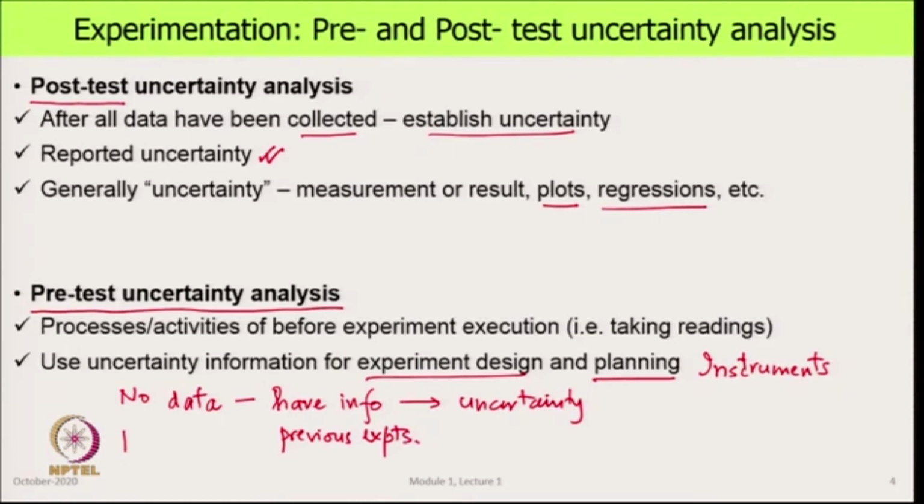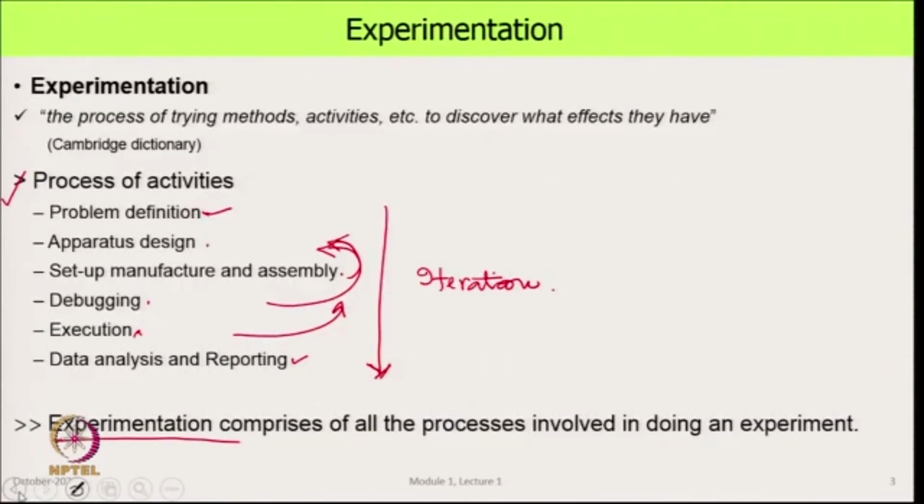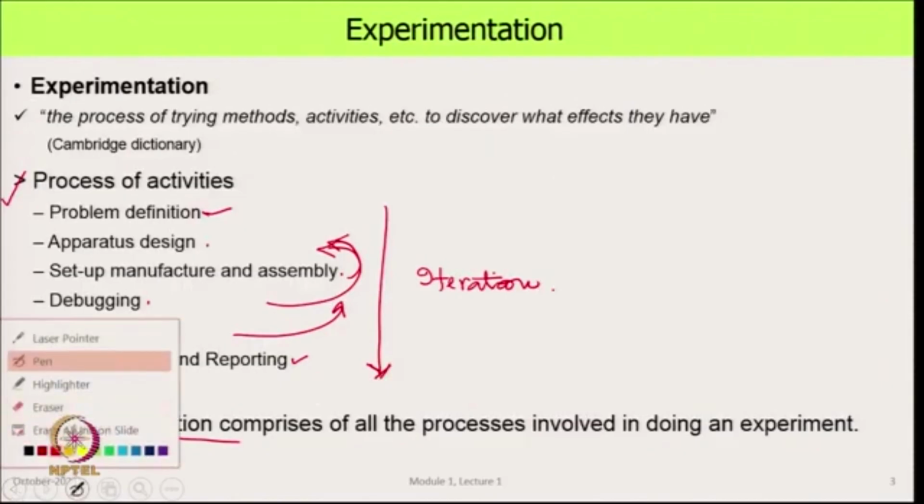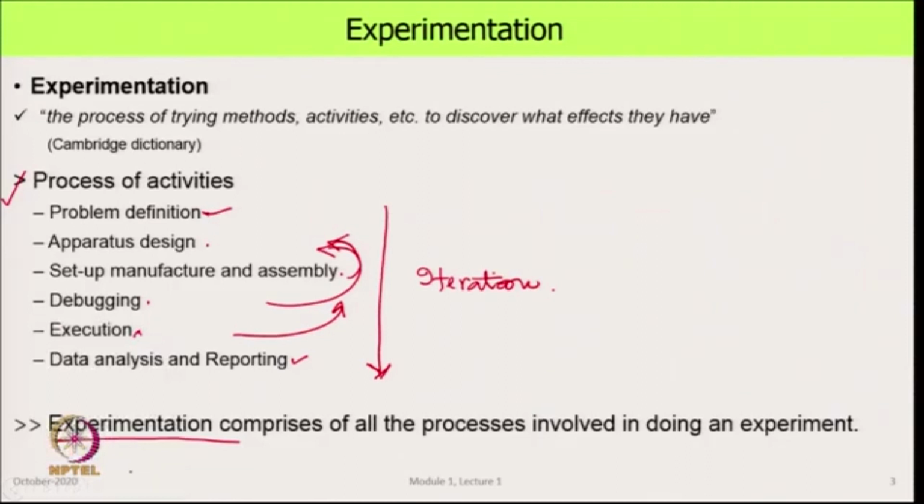So, there are two very different ways in which we use uncertainty analysis in those stages that we just saw. So, what we are saying is that in these stages, so this is where the execution is. Before the execution, we have pre-test uncertainty.